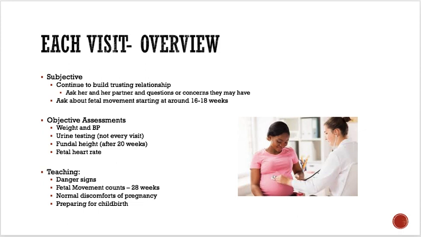Objective assessments: we're always checking weight and blood pressure at every visit. We're also doing urine testing, though not at every visit unless it's indicated. The things that would indicate it would be any signs of a UTI, any concerns about possible signs and symptoms of preeclampsia, maybe diabetes if we're worried she's spilling any glucose into her urine. So usually we only test at the initial visit, then again at 36 weeks.